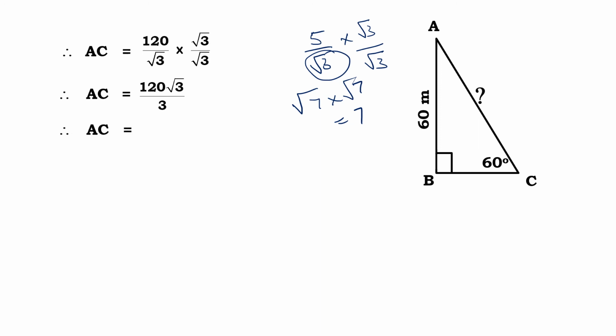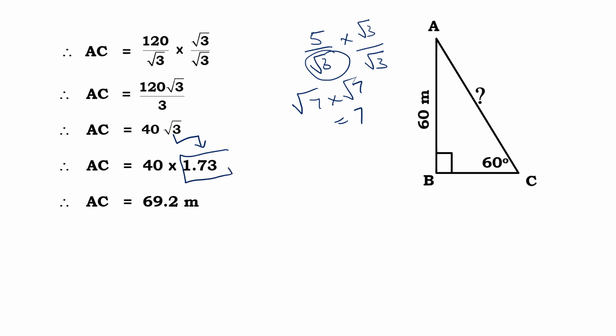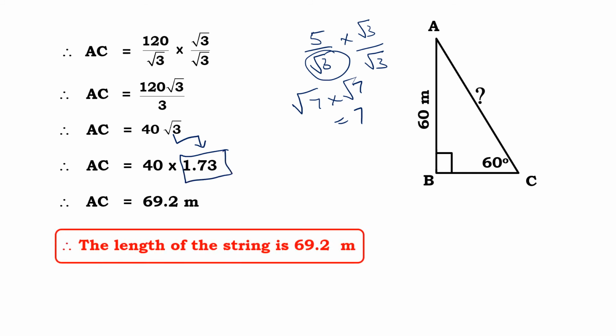Now we have the value for root 3. We will substitute the value of root 3 as 1.73. As you can see, the value for root 3 is 1.73, which is already given in the question, and you get the answer. Therefore the length of the string is 69.2 meter.